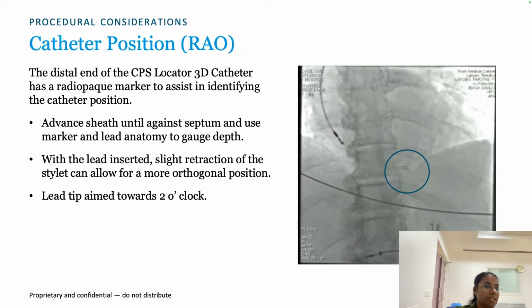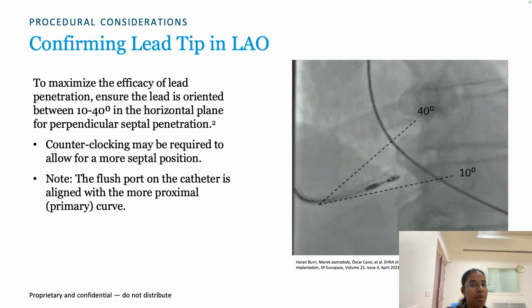So this is the confirmation area in RAO. We can get the approximate left bundle area in the normal RV, in the area of 2 to 3 o'clock position in RAO 30. If you want to confirm in LAO, we can confirm in the range of 40 to 60 degrees in LAO 30. If you are not in the correct position, a counterclockwise or clockwise rotation can be done to achieve the correct area.